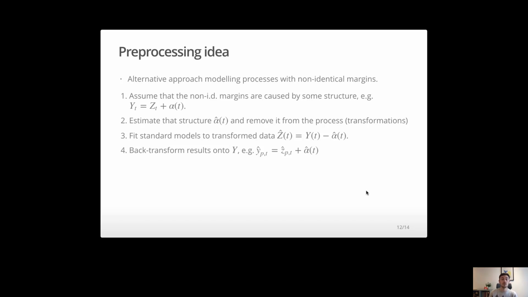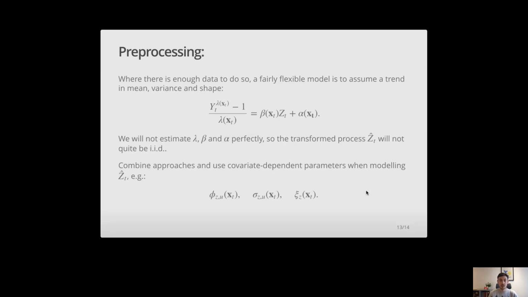This idea isn't restricted to just looking at simple transformations such as mean trend. If we've got enough data, we can look at a very general model in this case. So here what we could consider is a form where we have a trend in the mean, the variance, and the shape of the distribution. What we do is estimate each of these three functions, alpha, beta, and lambda, and then construct our estimated process, z hat of t, to model using our IID methods.